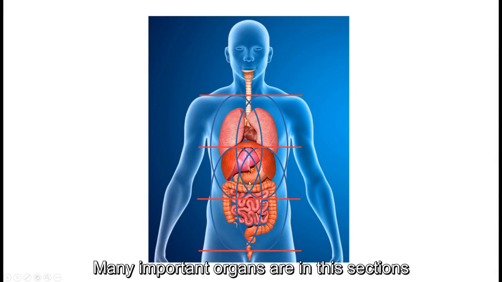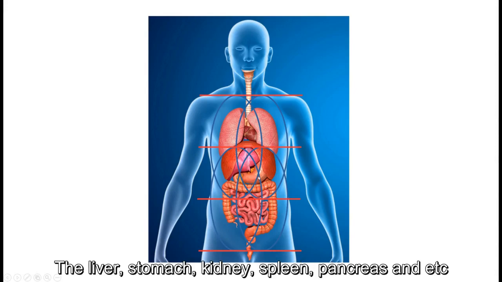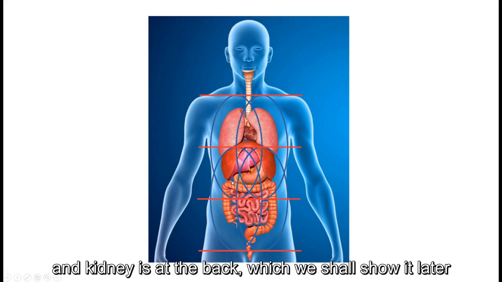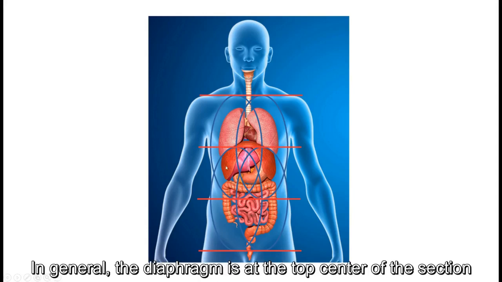At the abdomen section, many important organs are in this section: the liver, stomach, kidney, spleen, pancreas, etc. The spleen and pancreas are covered by the stomach, and the kidney is at the back, which we shall show later. In general, the diaphragm is at the top center of the section.